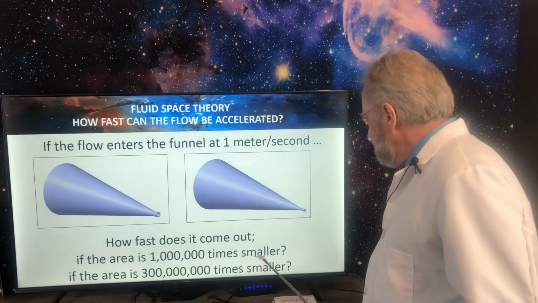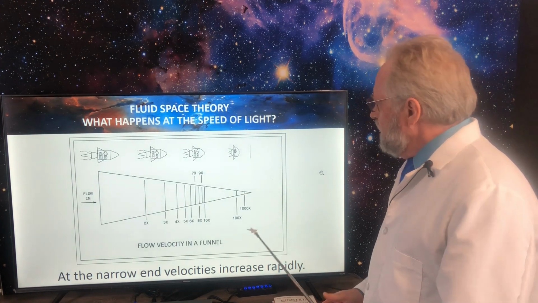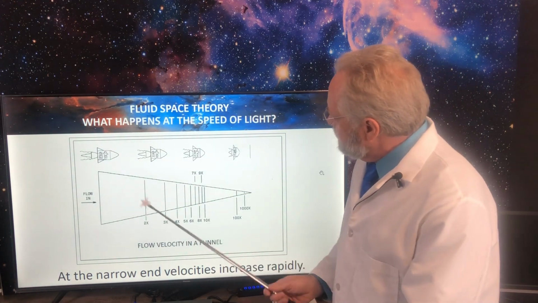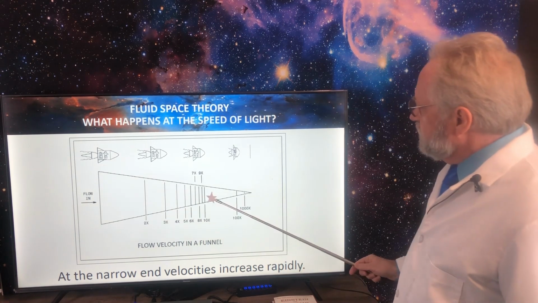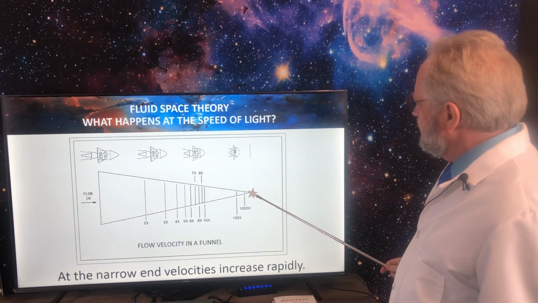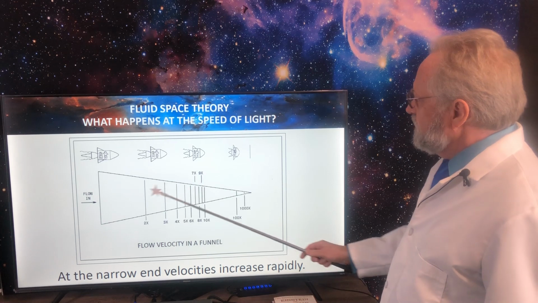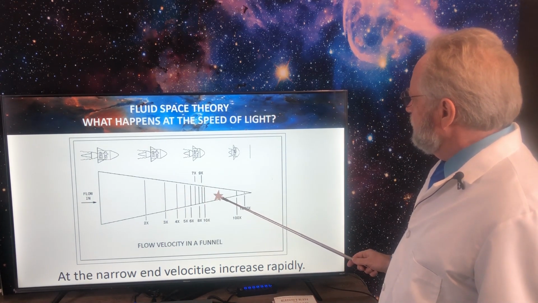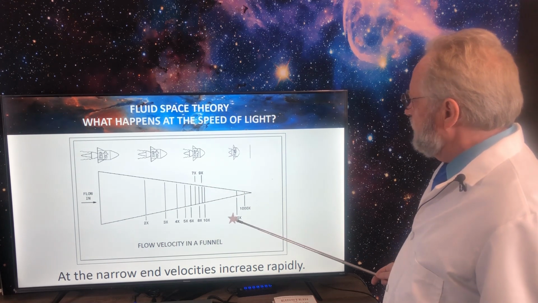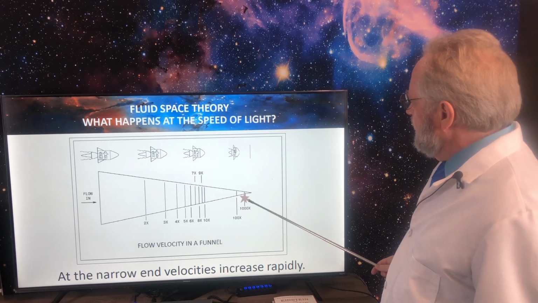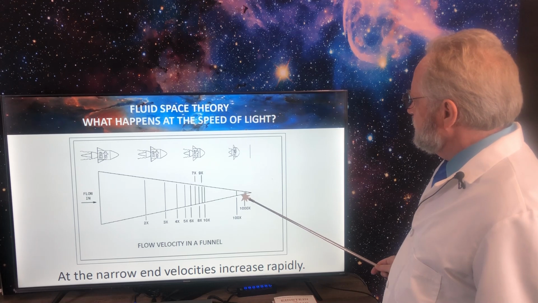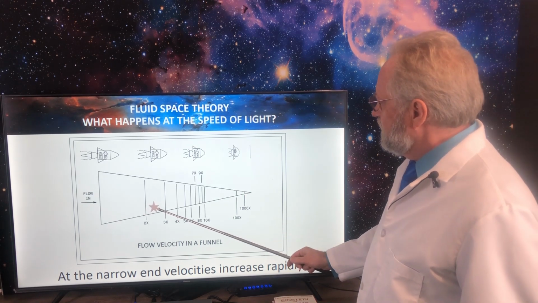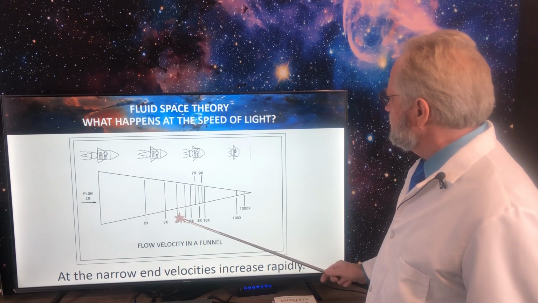And that's what we do when we look at the flow. And we can see that the interesting stuff begins to happen at the narrow end. Accelerations are low out here, but they increasingly get bigger as we move toward the tip. You can see you go from 100 times faster to 1,000 times faster in less distance than it took to go from 2 times faster to 3 times faster.